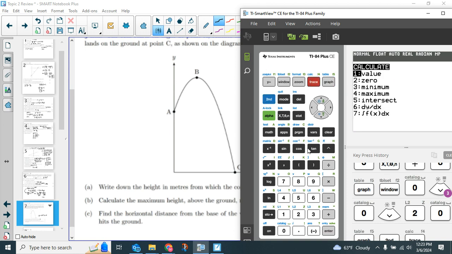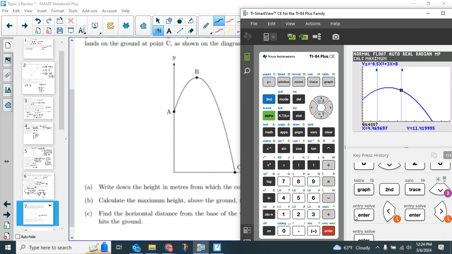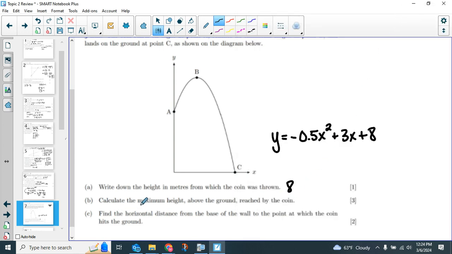So I hit second trace, go down to maximum. Left bound, so I go somewhere to the left of where I know my vertex is. Right bound, I go somewhere to the right of where I know my vertex is. When it says guess, you can just go ahead and hit enter. So my vertex is 3, 12.5. But this question was only asking about the height, which is my y. So this would be 12.5.